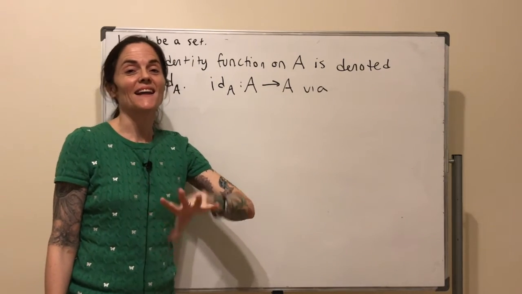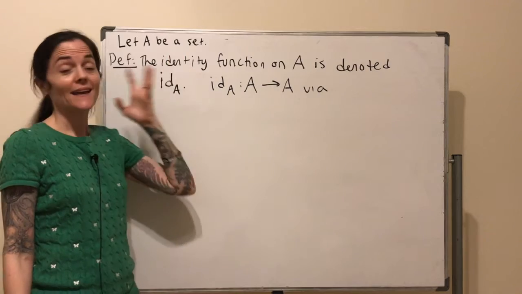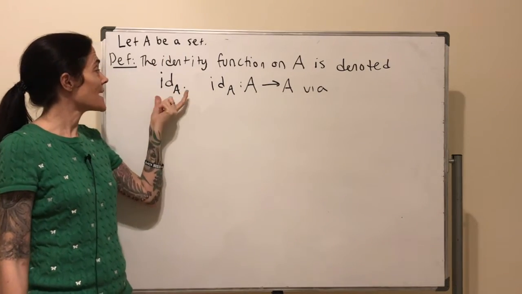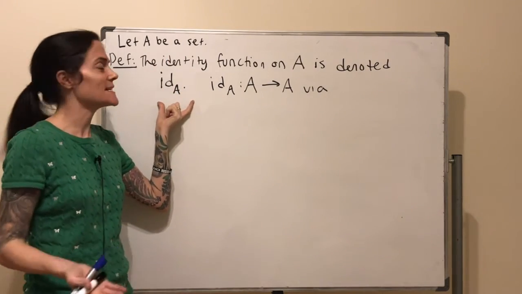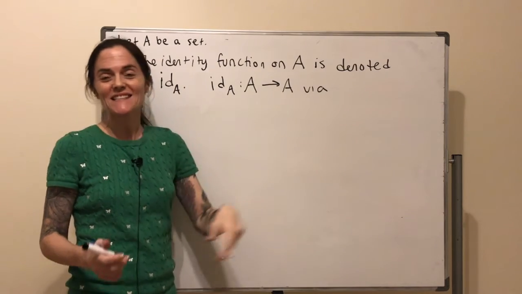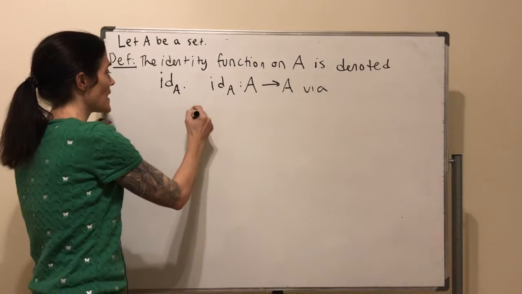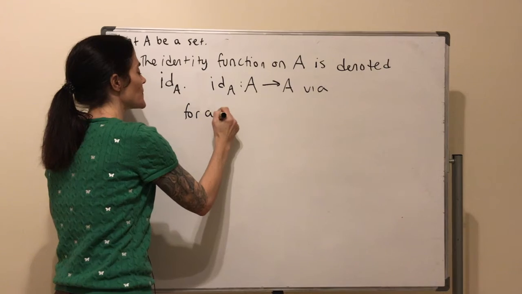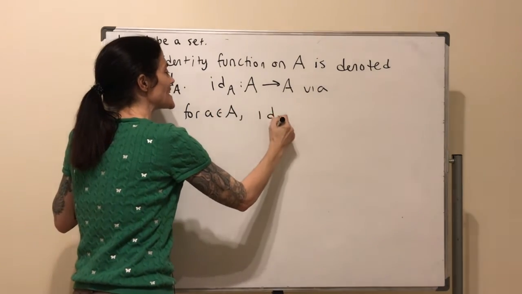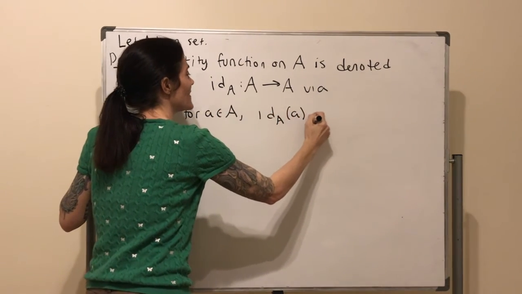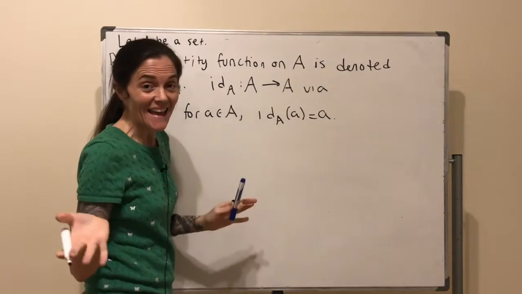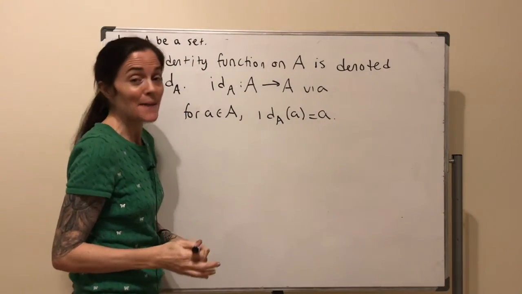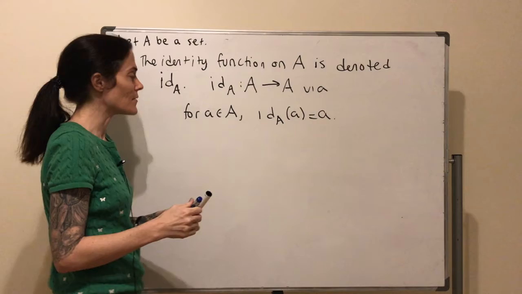Now let's define the identity function. Here A is a set, and the identity is denoted id sub A. The identity function maps A to A, and is defined as follows: the identity of some little a is just little a. So this maps each element to itself.